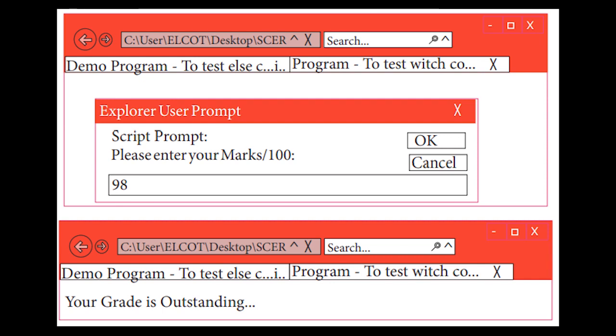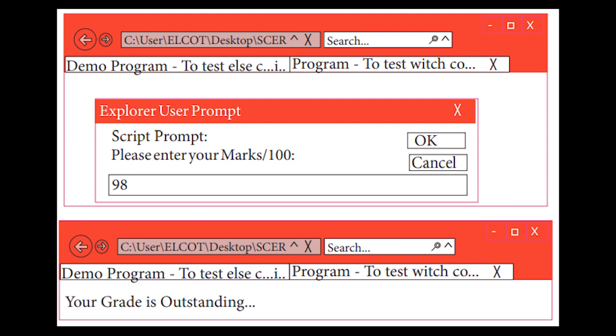Please enter your marks out of 100. Here, whatever marks you are entering, if you are entering 90 or above, that means grade 1. What is in case 1? Your grade is outstanding. That will be displayed. If you are entering marks between 70 and 90, that means grade 2, so case 2 will be displayed. If you are entering marks between 50 and 70, it is grade 3. What is that? Case 3. Your grade is good. That will be displayed.